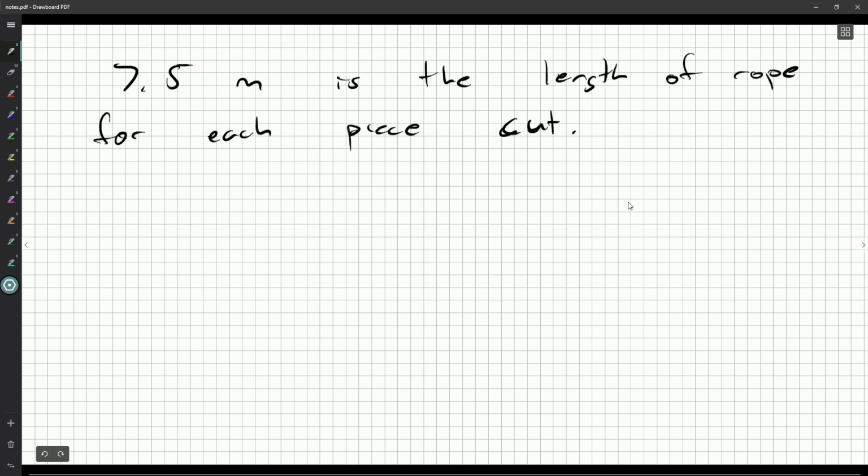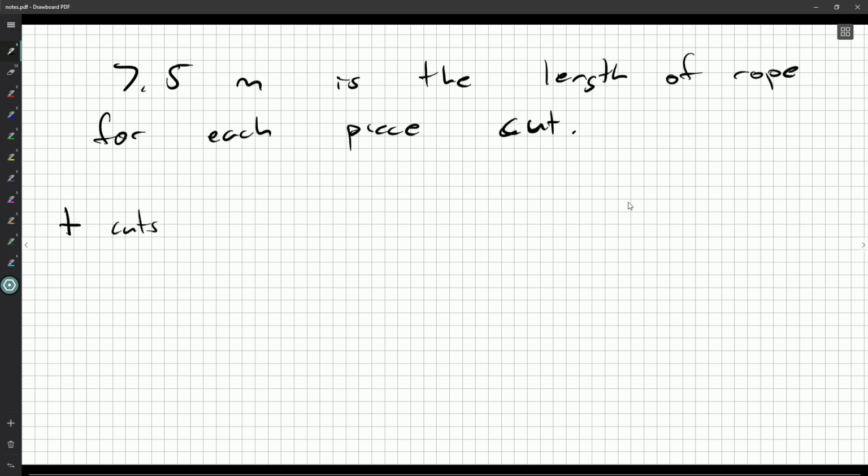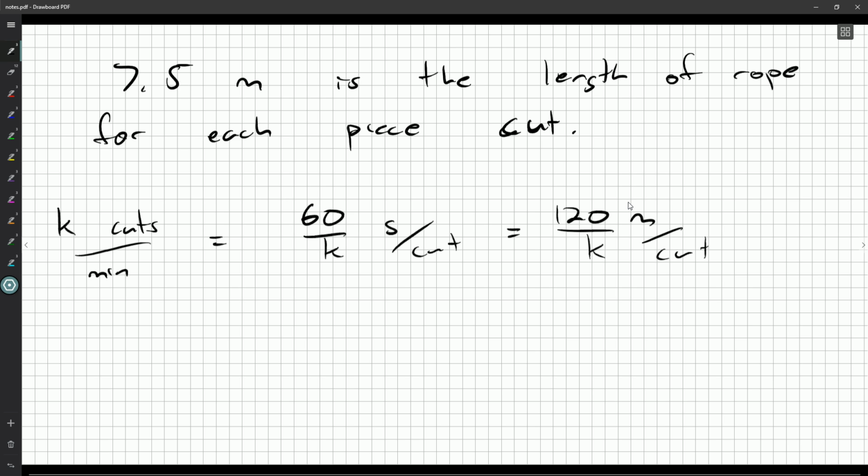I would say if you want to be a bit more general, if it was T, what was it? Cuts per minute, right? So if we've got T cuts, well, let's not say T, let's say K. We used T earlier in the question. If you have K cuts per minute, that's the same as 60 over K seconds per cut. And then multiplying the top by 2 meters per second, that'll be 120 over K meters per cut.